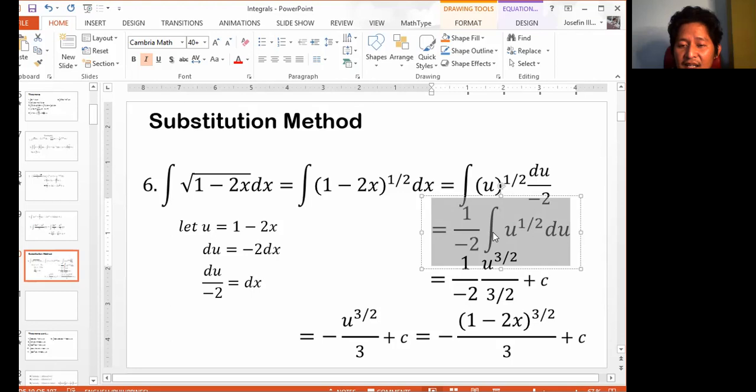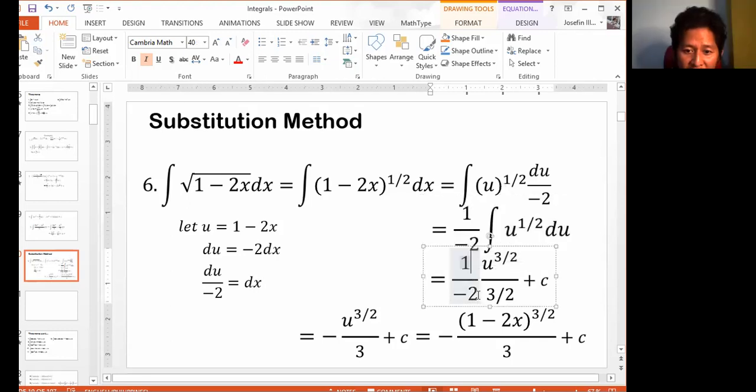Malinaw ba guys? Naging ganito or hindi? Ulitin pa. Okay na, sir, yung sa may part na yun. Sa may baba po ulit. Next. So, constant lang yung 1/2 na to. So, kukopyahin lang natin yung negative 1/2 na yan.